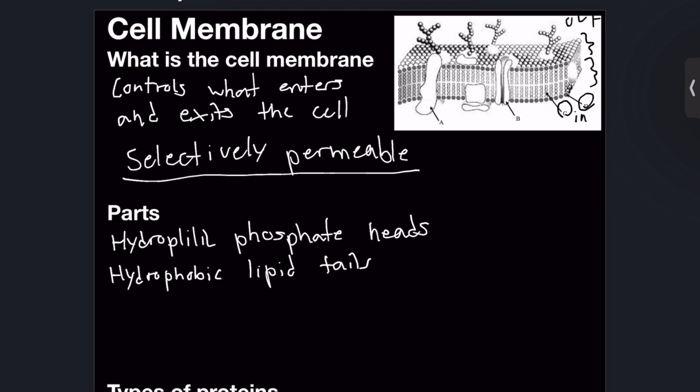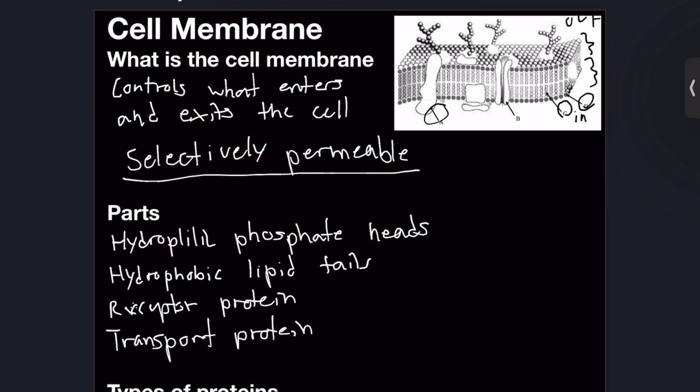And then you also have proteins. You have receptor proteins, which are found on the outside of the cell, represented here by letter A. These can go throughout the entire membrane, or they can be just found on the surface. But these have specific functions, which we'll talk about in a second. The second one are transport proteins, which are represented by letter B. These have a role of helping with the transport of material. But we're going to look at the proteins more deeply right now.